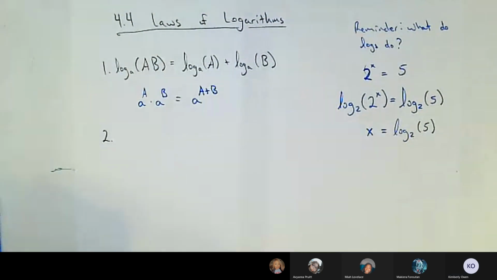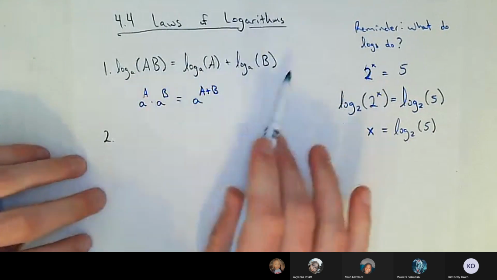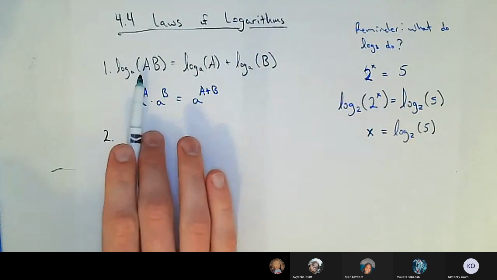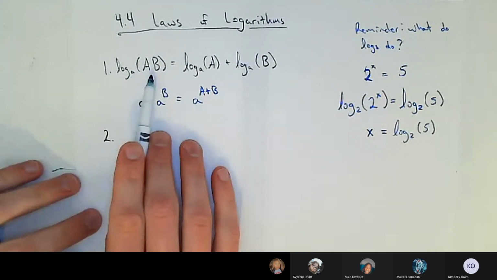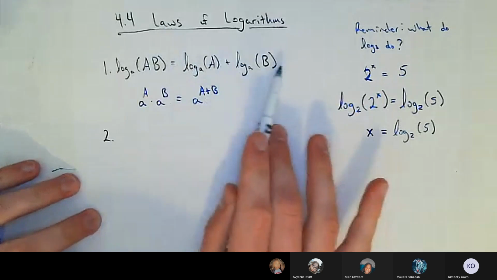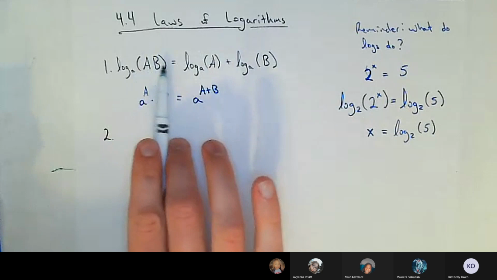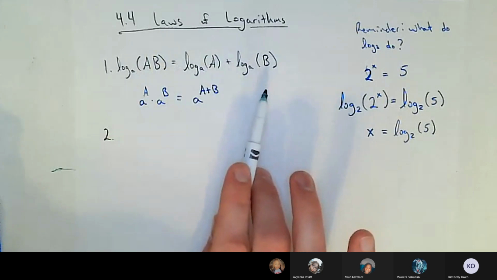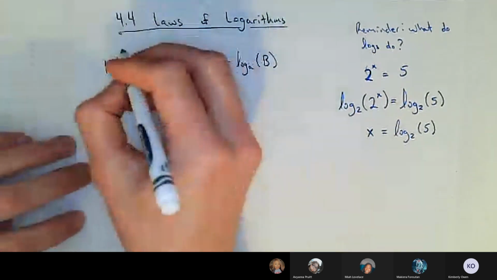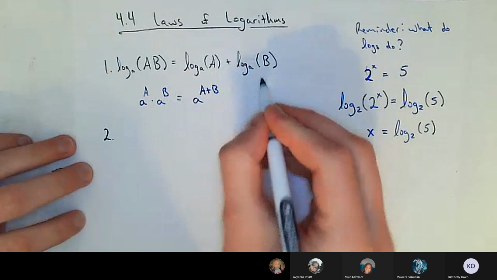Okay. So we have this log law. It says if you have a product inside the log, then that can be split up and written as the sum of two logs. Product inside means sum outside. That's how I remember it. Product inside means sum outside.